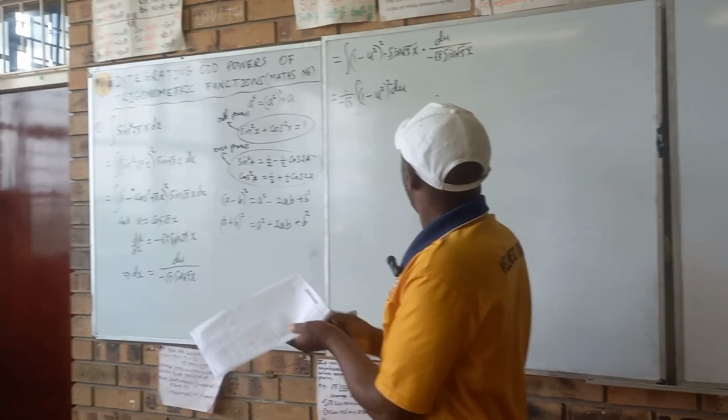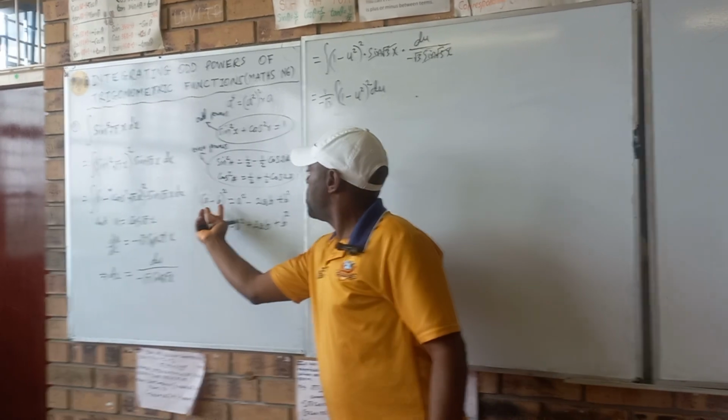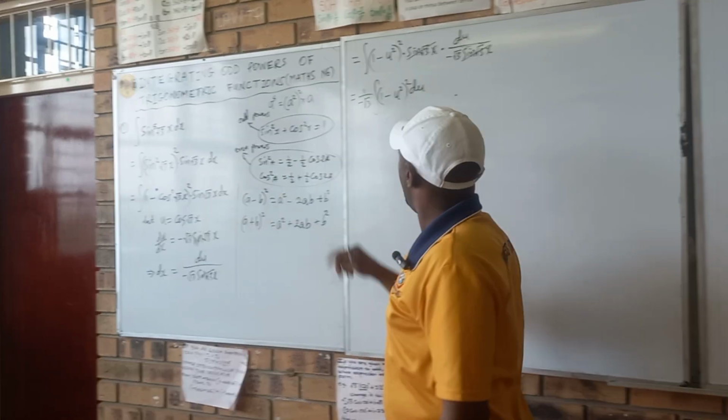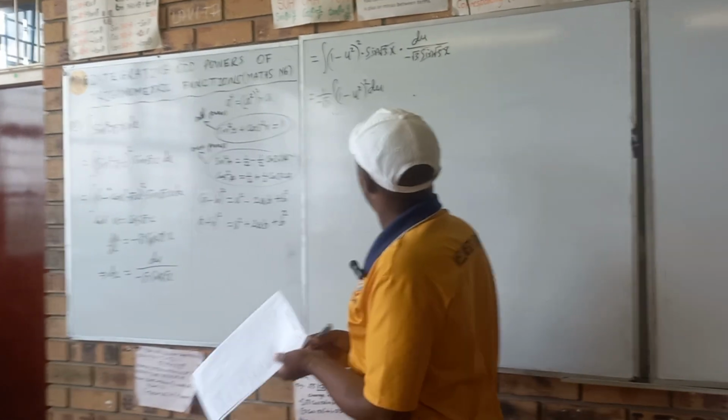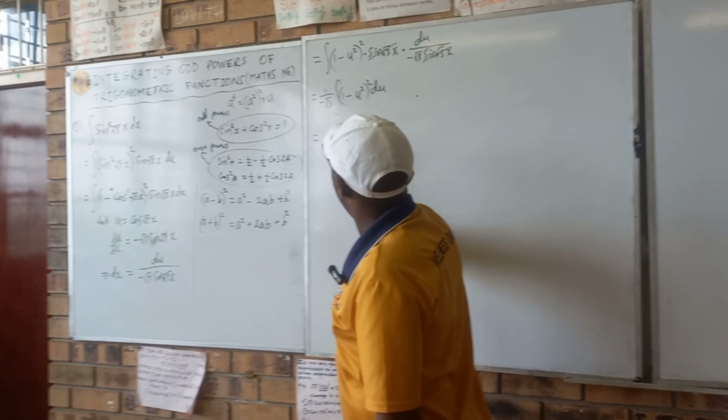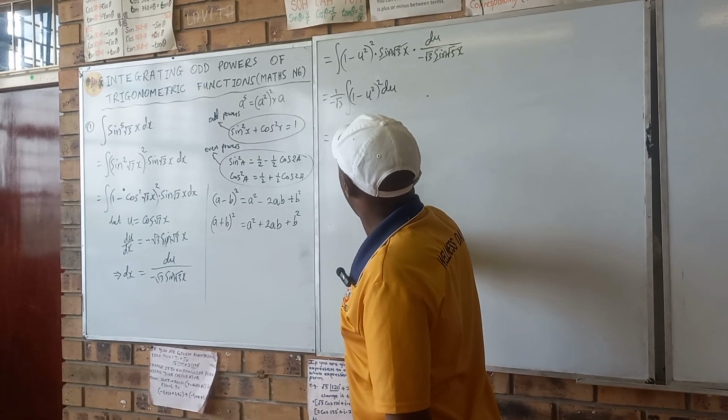So when I look at my problem here, this is a perfect match to the first one. So my a will be 1, my b will be u squared. So I'll do my expansion now. It takes me to the integral of 1 minus u squared, all squared, with negative root 3.